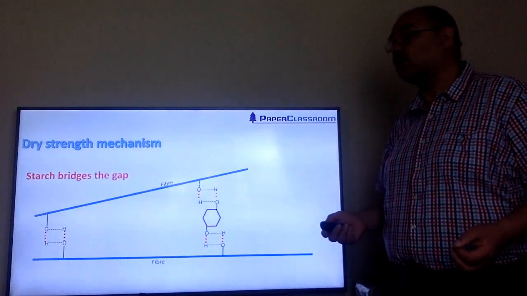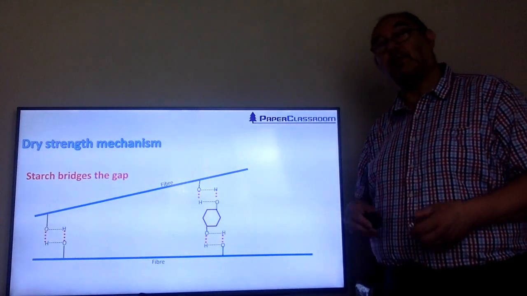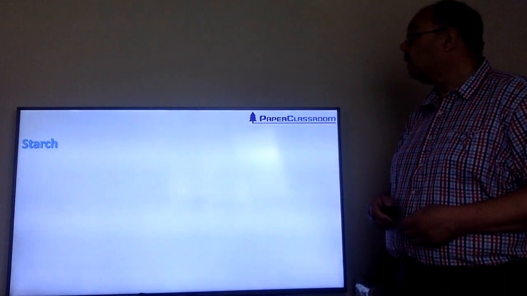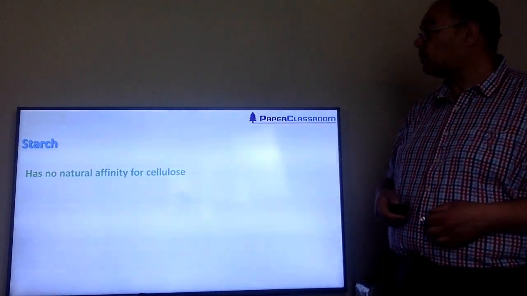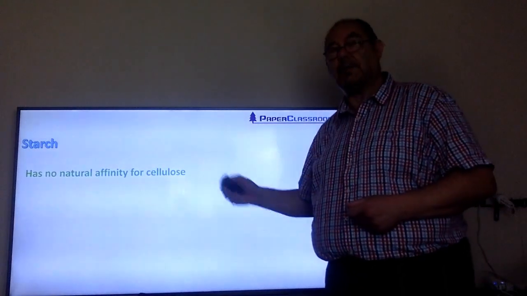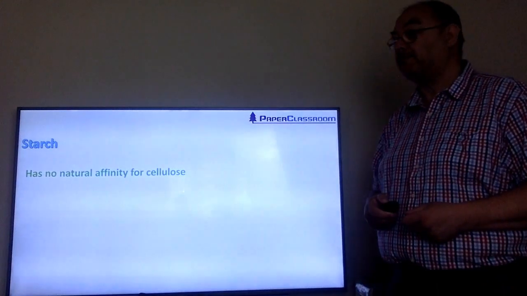Why do we use starch? Well, it's the nearest looking molecule to cellulose, it's very plentiful, and it's very cheap, it's very renewable. So if we just talk about starch for a moment, starch has no natural affinity for cellulose. That's the only problem. Because it's so like cellulose, there is no natural affinity.